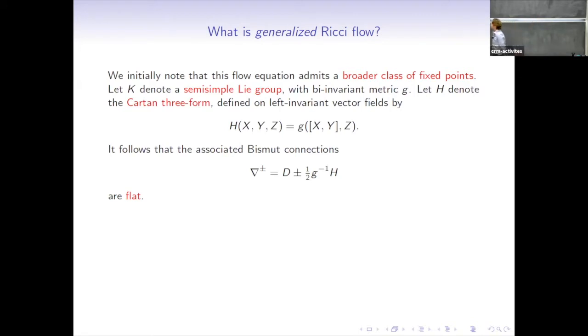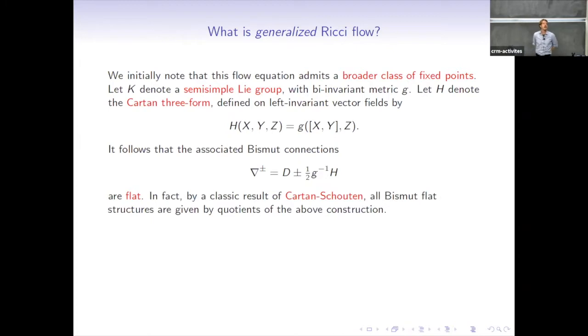Then it follows that these associated Bismut connections, now I have two, where I look at both plus and minus one half G inverse H, are both flat connections. And it's a very old result of Cartan and Schouten. They proved more than this in any case, but all Bismut flat structures are quotients of this construction, and a much more tractable, modernized proof was given by Agricola.